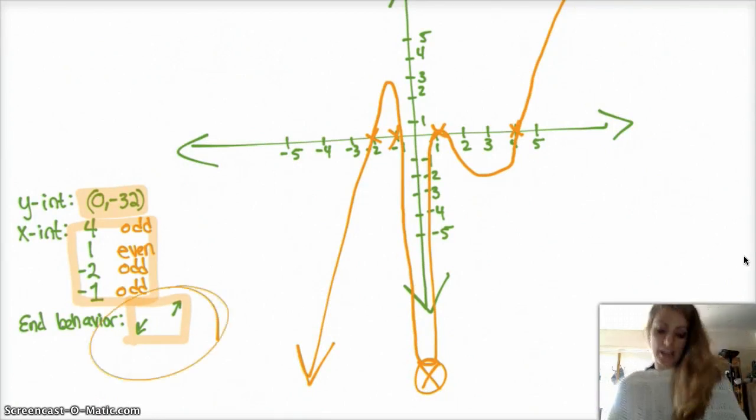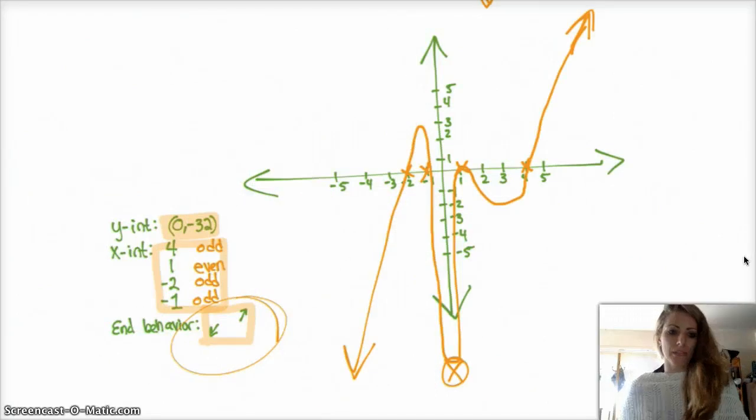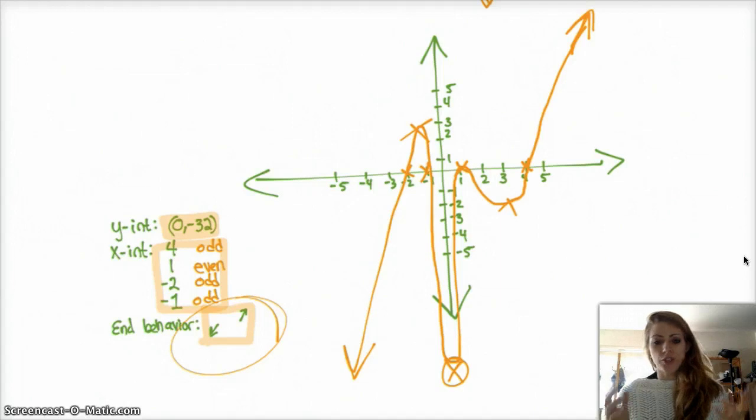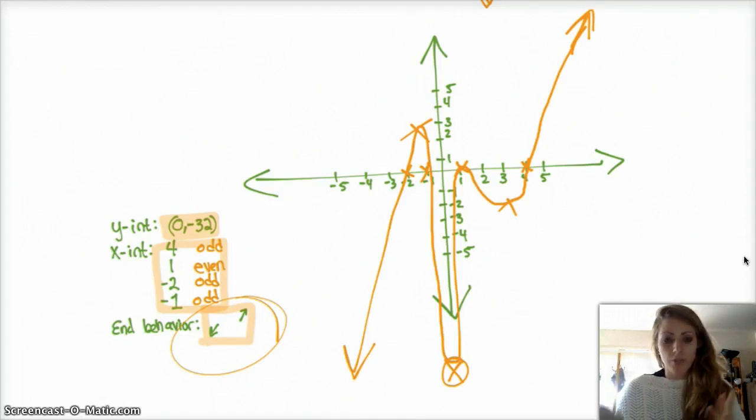And then that's it. You can plug in points to get other specific points, like where the minimum or the maximum is, or your local mins and maxes. But you just need the general gist of the picture. So yeah, it's like a puzzle, and your pieces should fit. Your end behavior should match what happens with your x-intercepts.